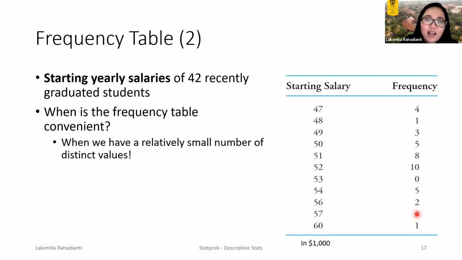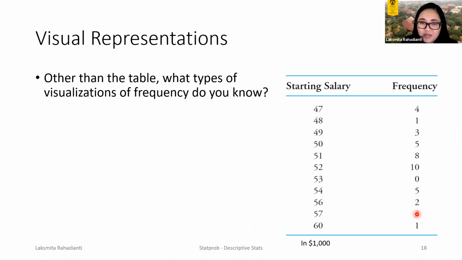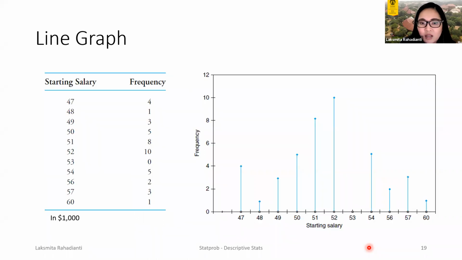Imagine if I had like 1,000 distinct values and millions of frequencies. When you're talking about data these days, maybe you've already heard of the term big data, which means that you have a lot of data. So obviously the frequency table will not be a good option in that case. So other than just making a simple frequency table, there are many types of visualizations of frequencies that you could use. For example, I could translate this frequency table into a line graph.